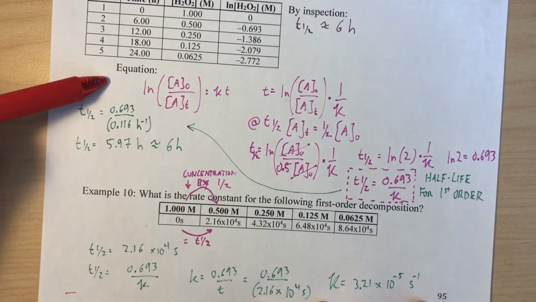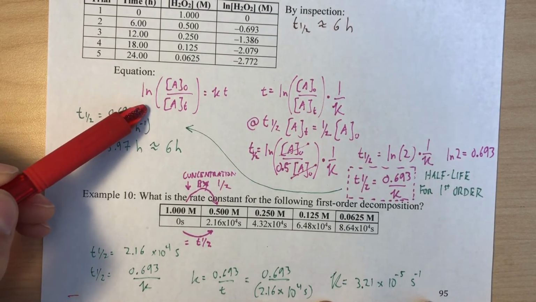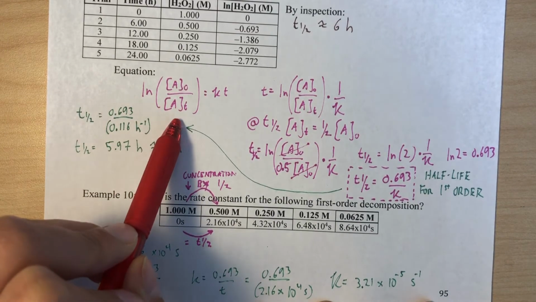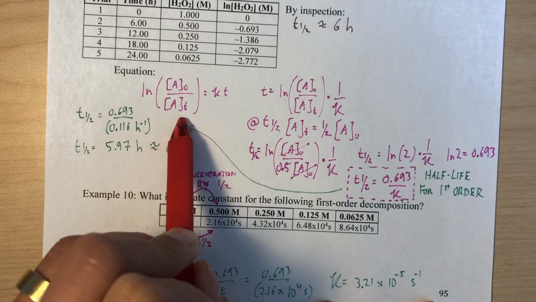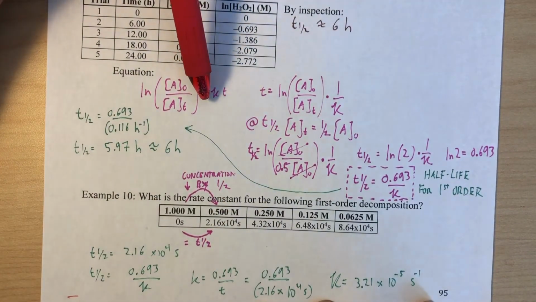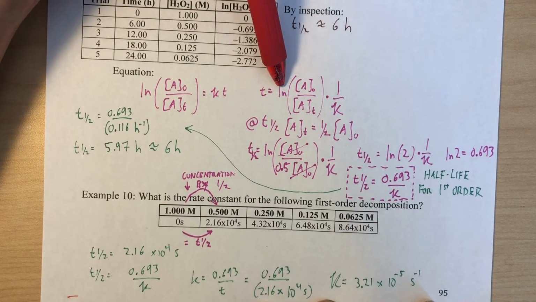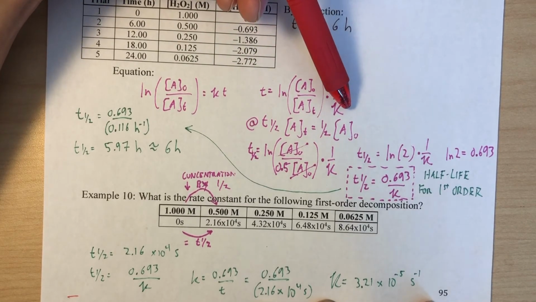So the equation that's useful for the half-life of something is going to be equal to our integrated rate law for a first-order reaction, which is the natural log of our component A initially divided by our component A concentration at time t, which is equal to kt. If we rearrange this equation and divide by k, we get t is equal to the natural log of initial A divided by the concentration of A at time t, times 1 over k.